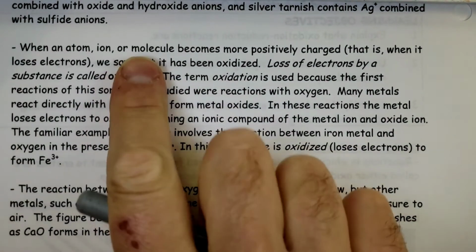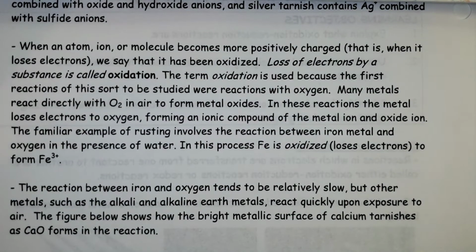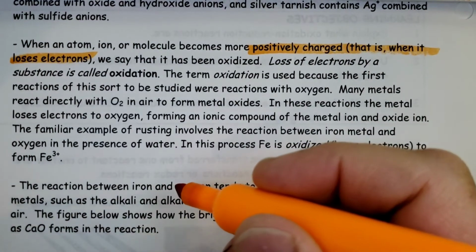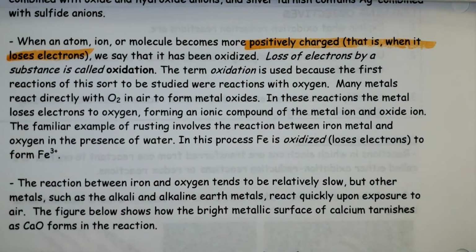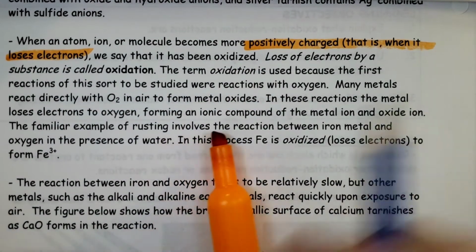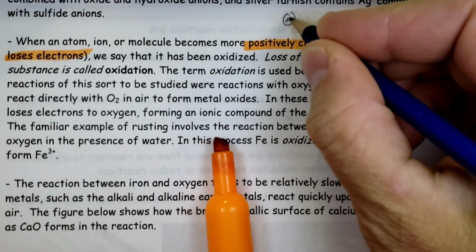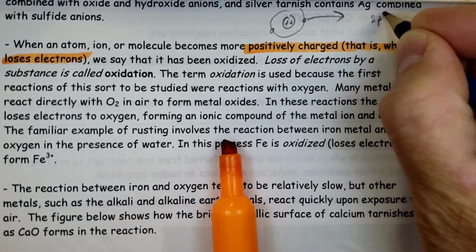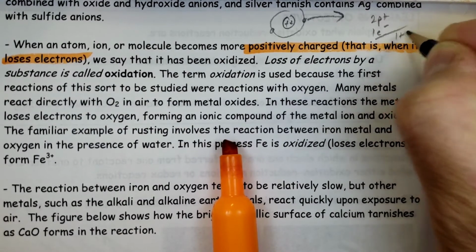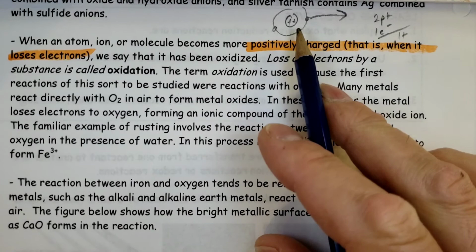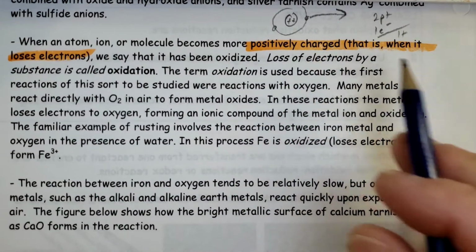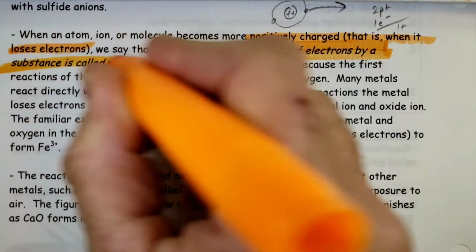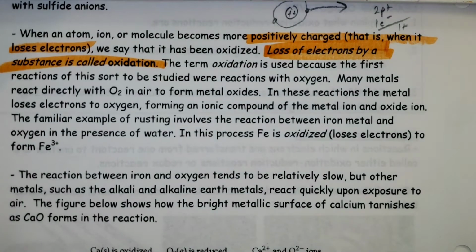When an atom, ion, or molecule becomes more positively charged, that is when it loses electrons, because remember, we can't add or subtract positives because they're held in a nucleus. Unless we have a nuclear reaction, we can't do it. So if a nucleus has 2 protons and 2 electrons circling around, and I take away one, it now has 2 protons and 1 electron, and that makes it positive 1 overall. So you become more positive by taking away the negative electrons. We say that it has become oxidized. So the loss of electrons by a substance is called oxidation.